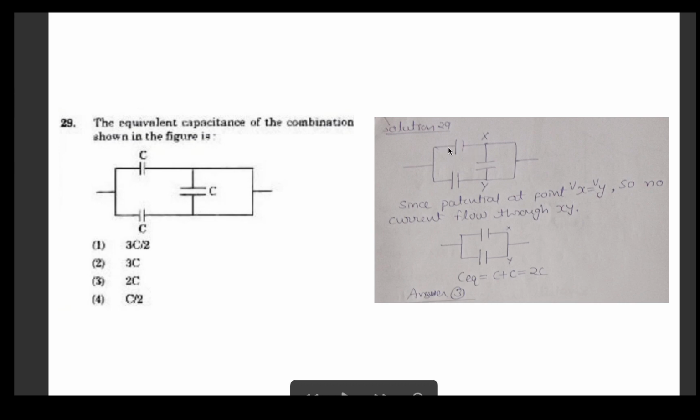capacitor, and our final circuit is one capacitor here, one capacitor here, and these two capacitors are in parallel combination. We know in parallel combination the equivalent capacitance is the sum of both the capacitances. So C plus C is equal to 2C. So our third answer is the right answer.